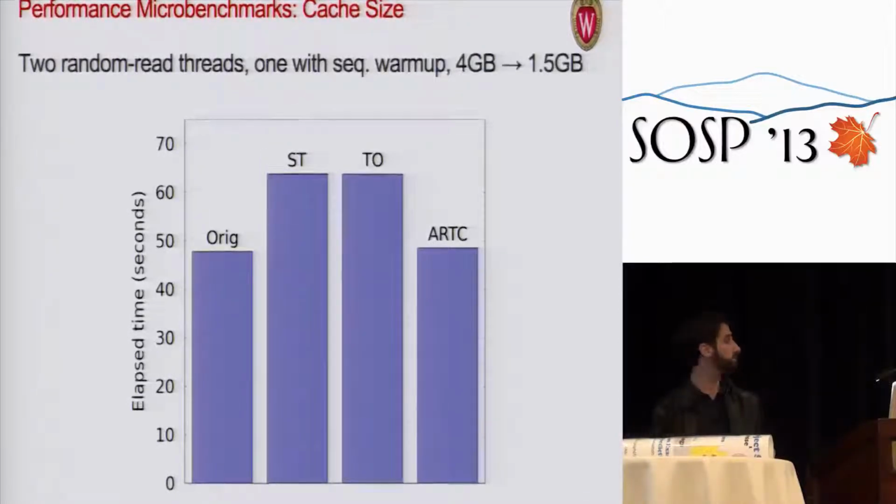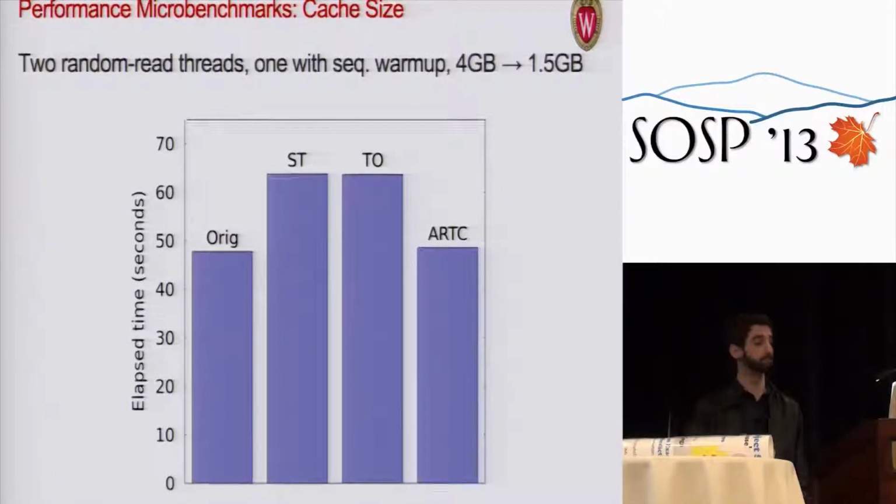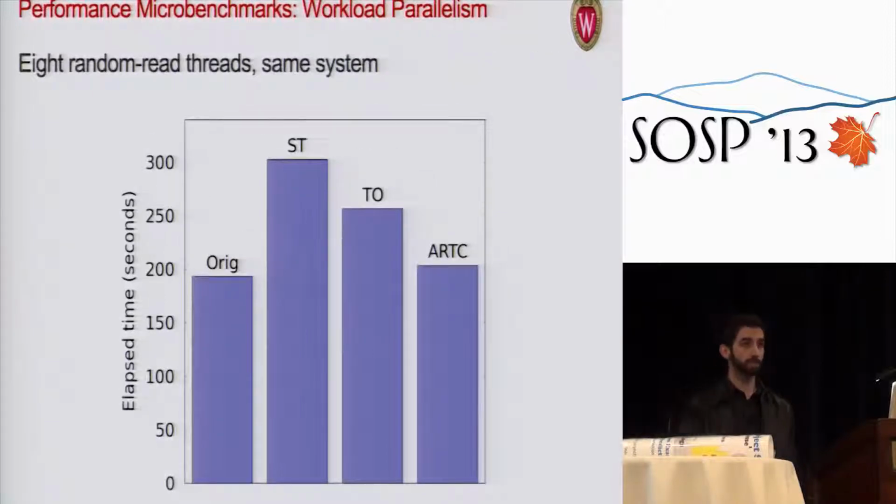For our cache size analysis, we have a similar workload, but one thread does a sequential read of its data to warm up the cache beforehand. And then we look at the effects of moving from the system with a 4 gigabyte page cache to one with about 1.5 gigabytes. We see somewhat similar trends of the simpler replays running slower than the original application on the new system. And again, ARTC does well at maintaining the performance, achieving good performance accuracy relative to the original application.